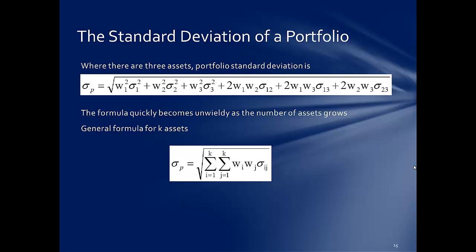Now, the general formula for k assets is as shown below. It's the square root with two summation indexes of wi times wj sigma ij. And what you would have to do is work through each of the counters. But if you work through this formula for a three-asset portfolio, this is the result. Now, I don't expect you to memorize that, but we will come back to that later.